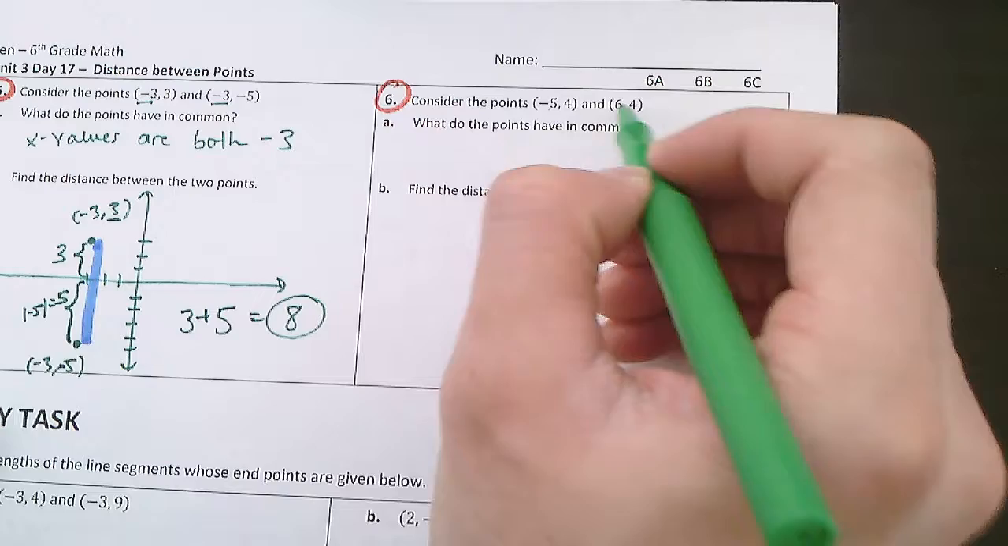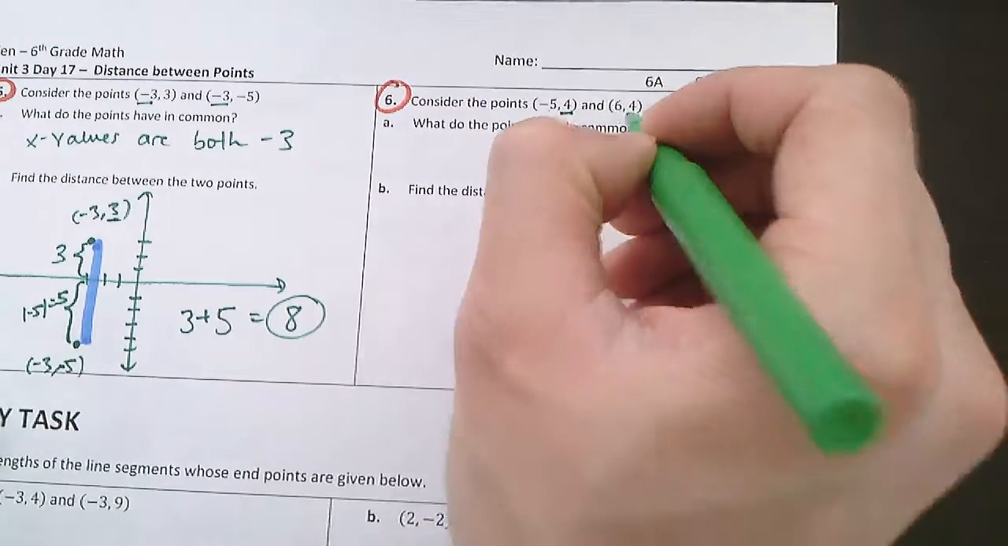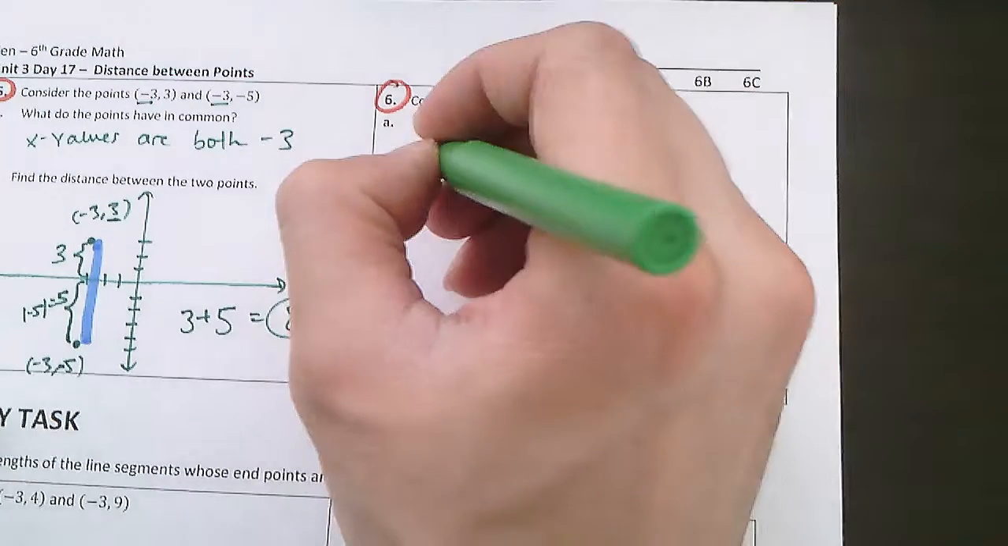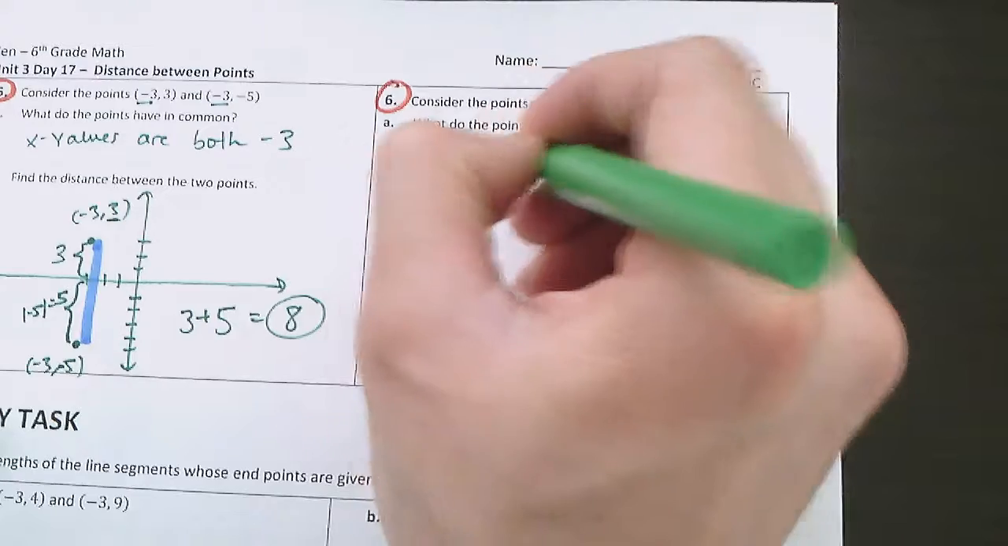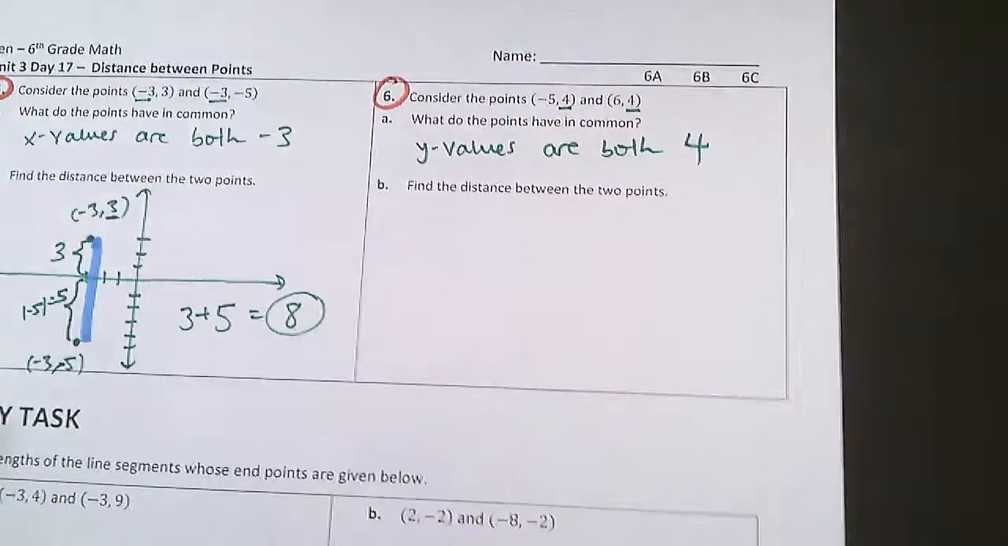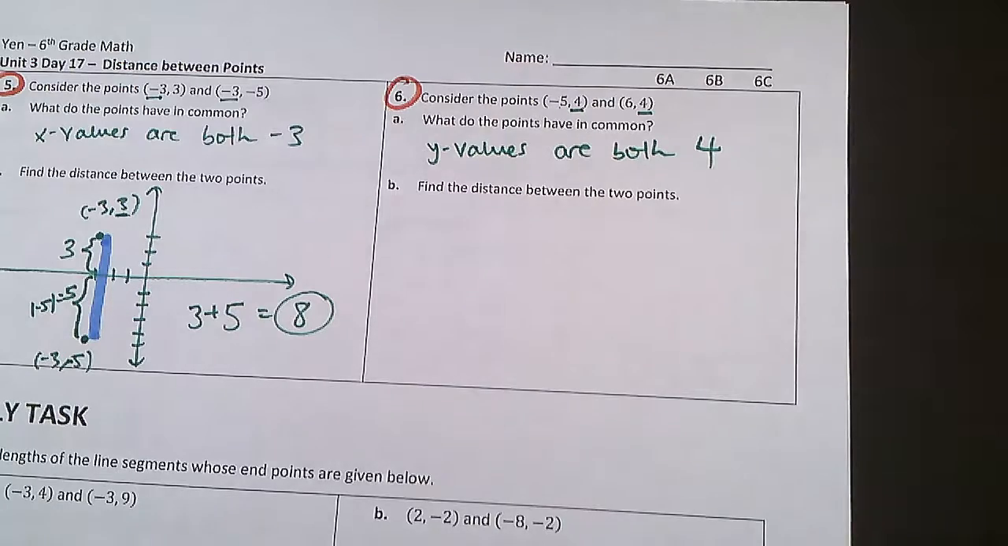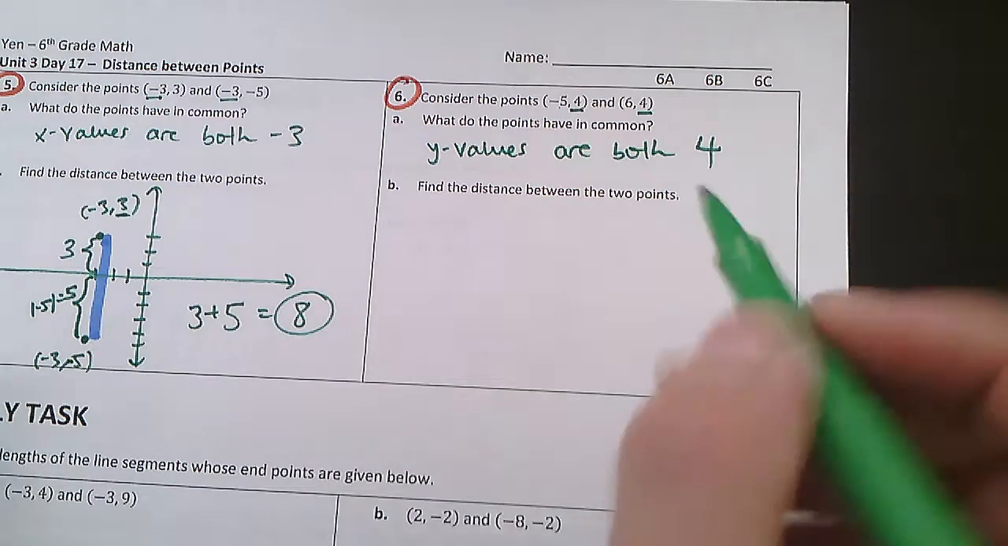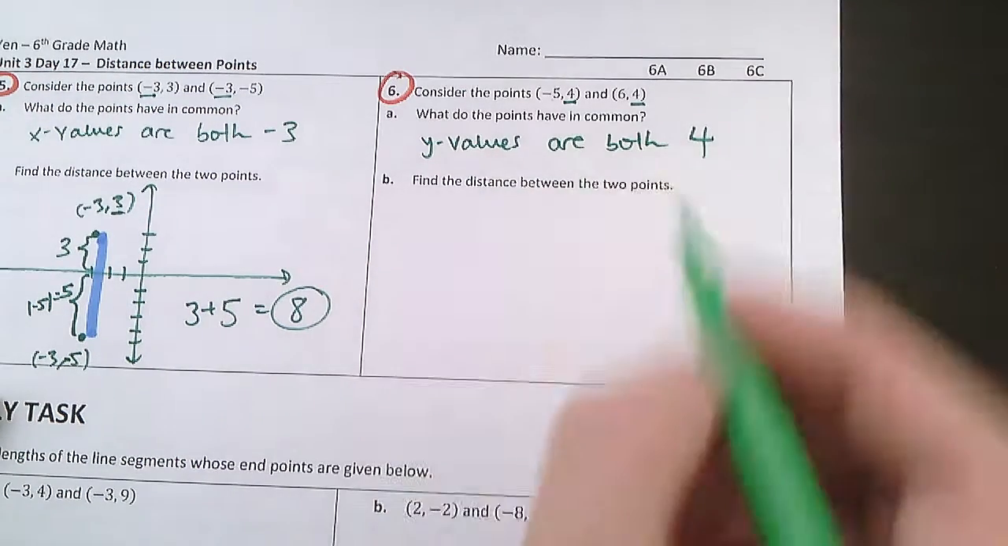-5, 4, 6, and 4. In this case, their y values are both 4. And before I forget, there's no space to write the secret word, but you can just write in the corner. I want you to write the word gold. G-O-L-D, gold. Go ahead and write that in the corner of your paper. Gold is the secret word. Find the distance between these 2 points.